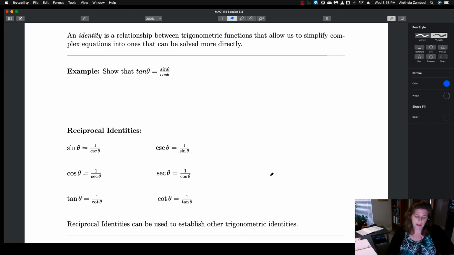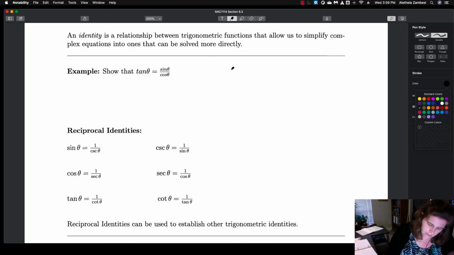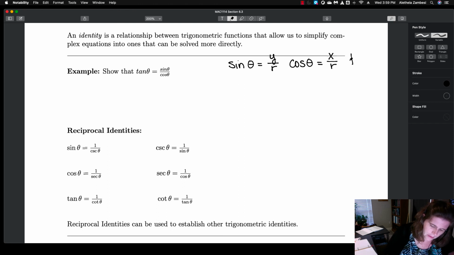So the first one I wanted to show is that the tangent of theta is equal to sine of theta over cosine of theta. So we've alluded to this a little bit by calling it y over x, but I want to actually show the proof on why this is true. So remember that sine of theta is equal to y over r. Cosine of theta is equal to x over r. And tangent of theta is y over x.